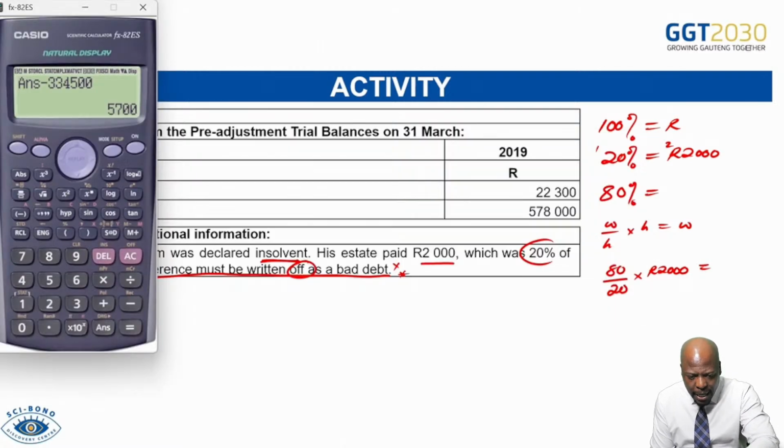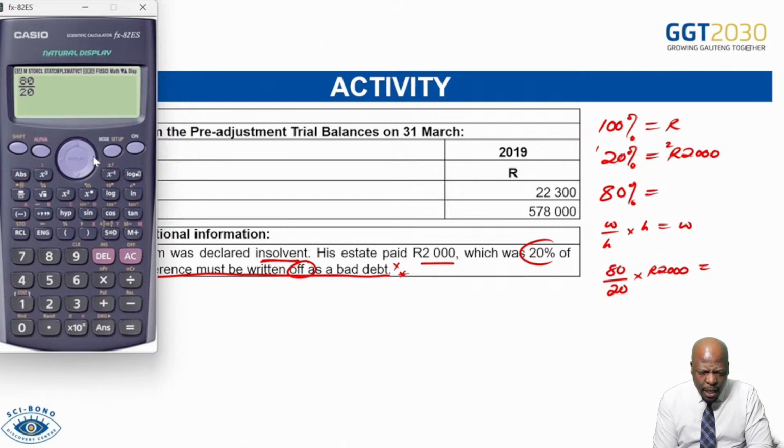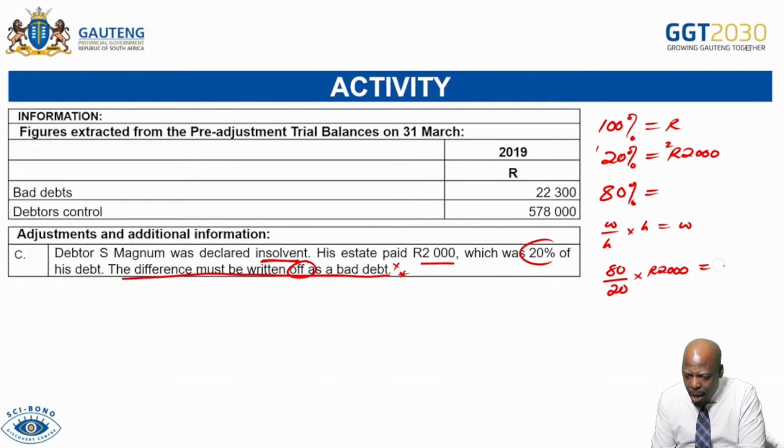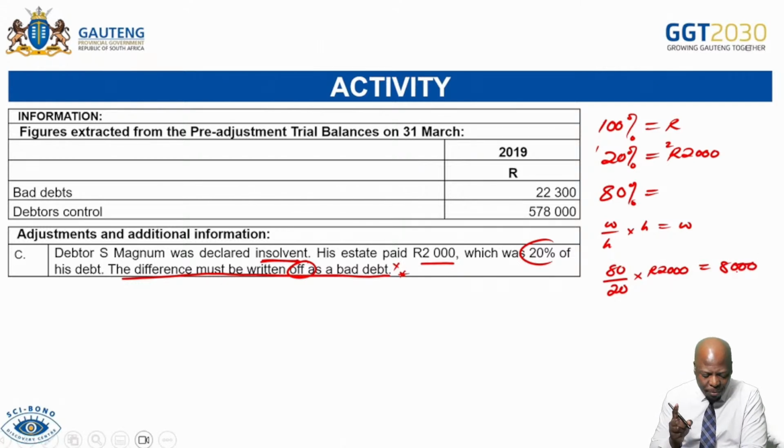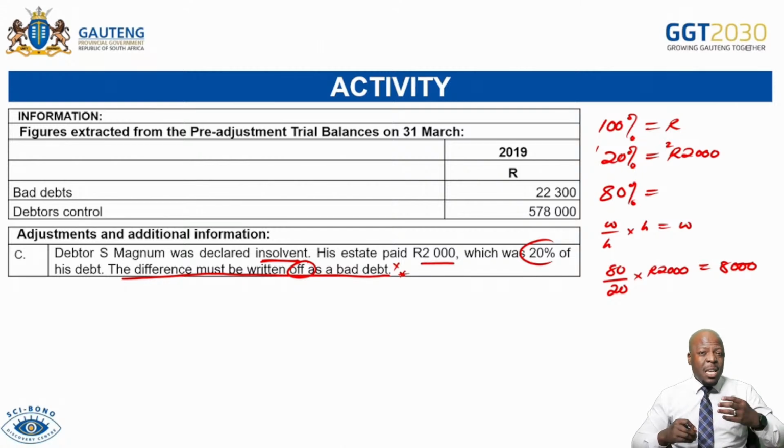Let's see. Adding machine. All right. So what is it that I want? I want 80. What do I have? I have 20. And that 20, I multiply that by 2,000. How much am I going to get? I end up with 8,000. So 8,000 is what will be written off as bad debt. You have to know that when we do adjustments, we have to consider their effect in the statement of comprehensive income, but as you did in grade 11, the statement of financial position as well.